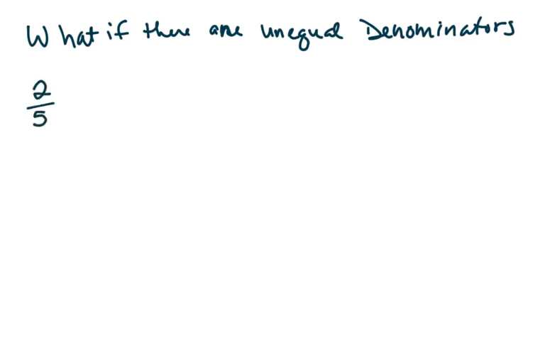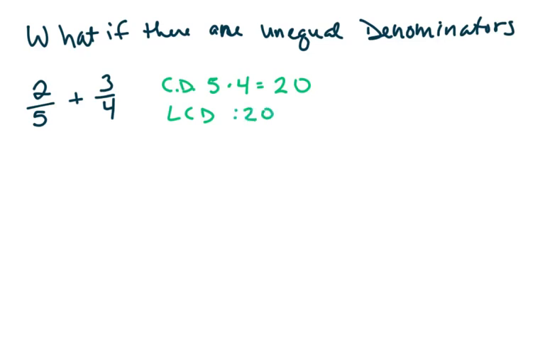What if you have 2/5 plus 3/4? You can't add those. The denominators are not the same. So what you need to get then is a common denominator. And oftentimes, the common denominator that you can find would just be the multiplying of the two denominators together. If we want a least common denominator, you want to make sure that's the smallest common factor between them. In this case, it still is 20.